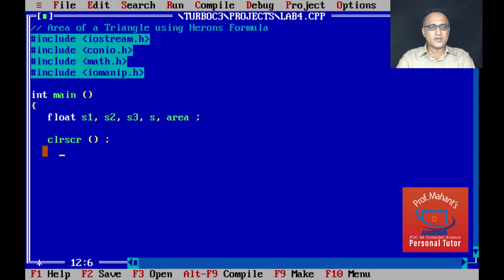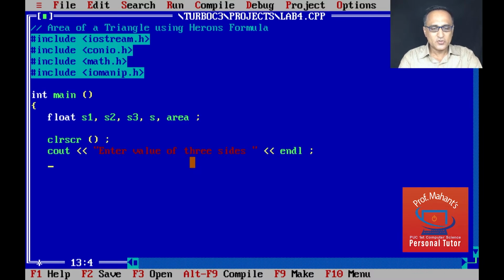Now in order to calculate the area using Hero's formula, I need to ask the user to enter the length of the three sides. So I'm going to say, enter value of three sides. Then using cin, I'm going to read the value of S1, S2 and S3. So this should help me get values into S1, S2 and S3.